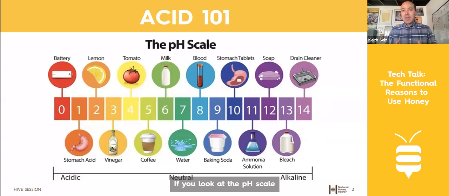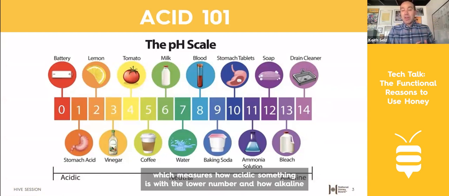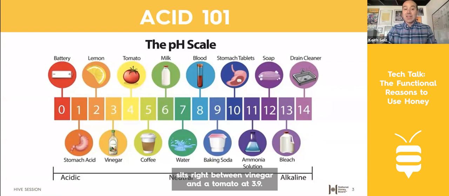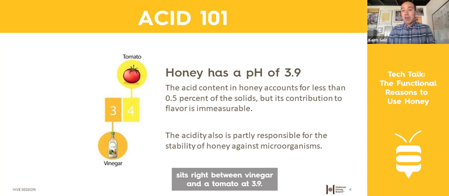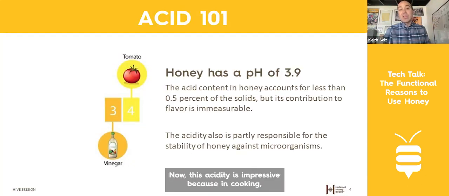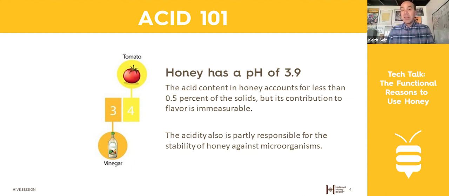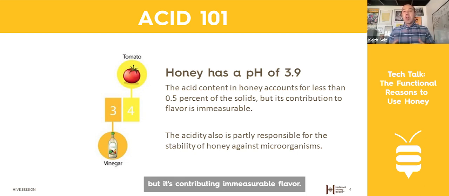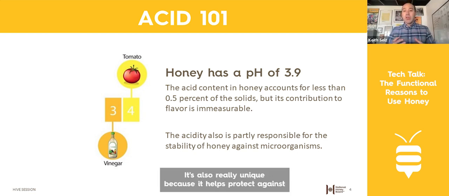If you look at the pH scale, which measures how acidic something is with a lower number and how alkaline something is with a higher number, you'd be surprised to find that honey sits right between vinegar and a tomato at 3.9. Now, this acidity is impressive because in cooking, in any kind of food, we all know acid equals flavor. So this acidity is great because it's only 0.5% of the solids, but it's contributing immeasurable flavor. It's also really unique because it helps protect against microorganisms and molding and things like that.